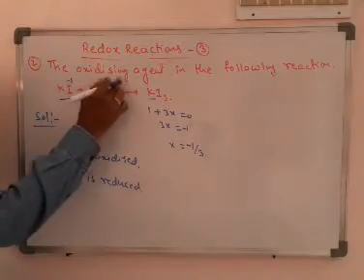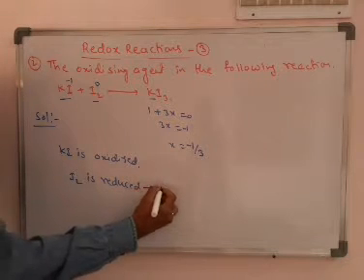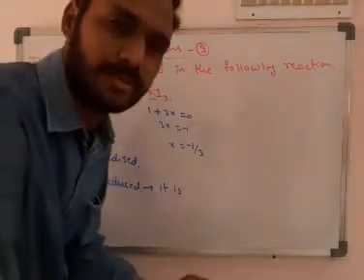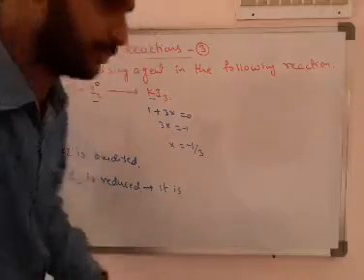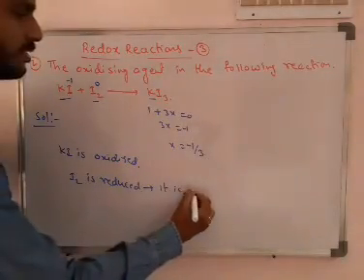So the question is, what is the oxidizing agent? I2 is reduced, so it is the oxidizing agent. Oxidizing agent means which itself undergoes reduction. Here I2 undergoes reduction, so it is the oxidizing agent.